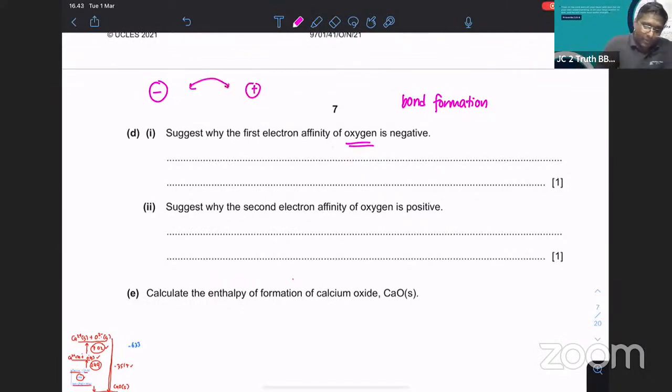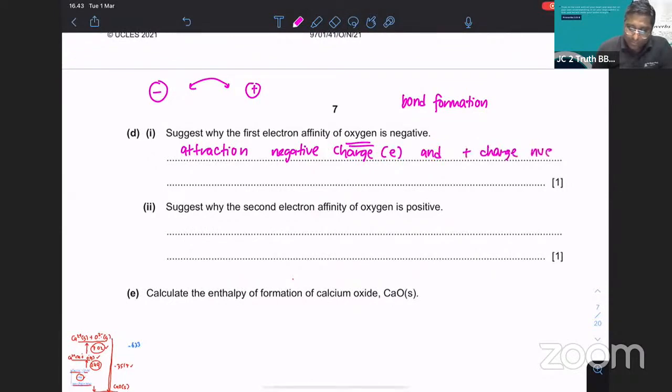So you can say there is an attraction between the negative charge coming from the electron that we are going to bring in, and the positive charge from the nucleus. So you are going to have attraction, which means some sort of bond formation. Therefore, the enthalpy is going to be negative, because it's similar to bond formation.